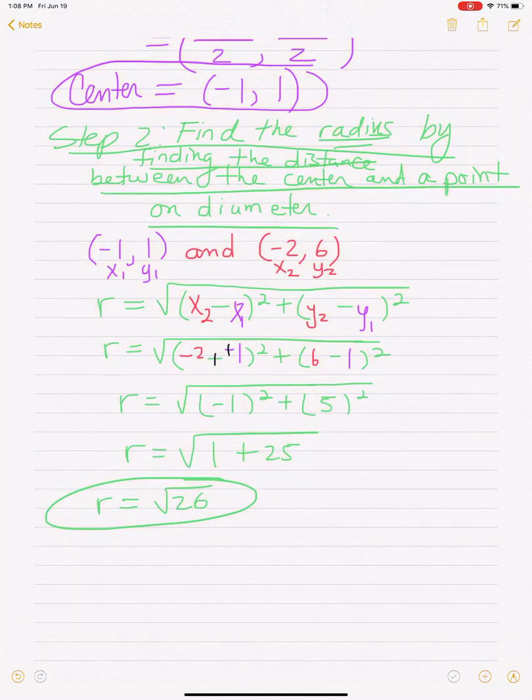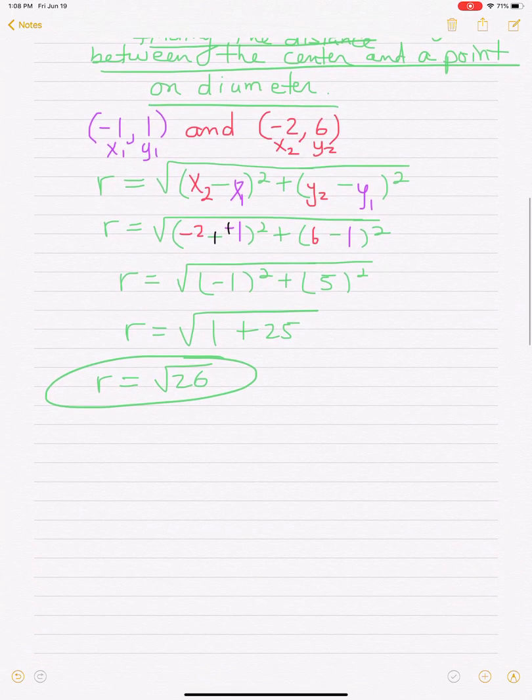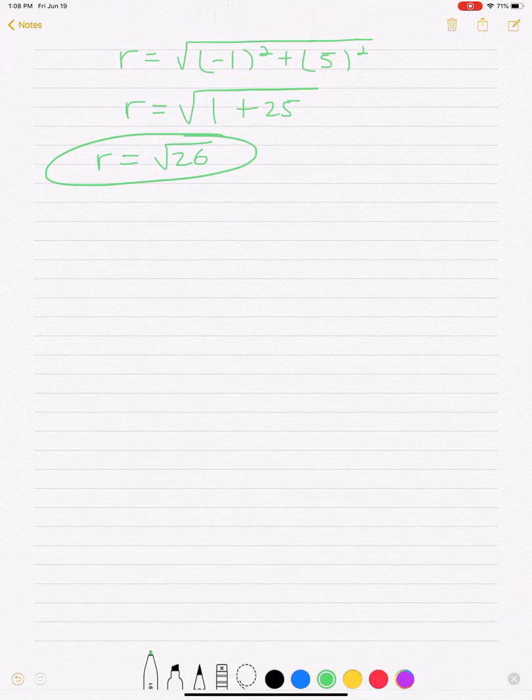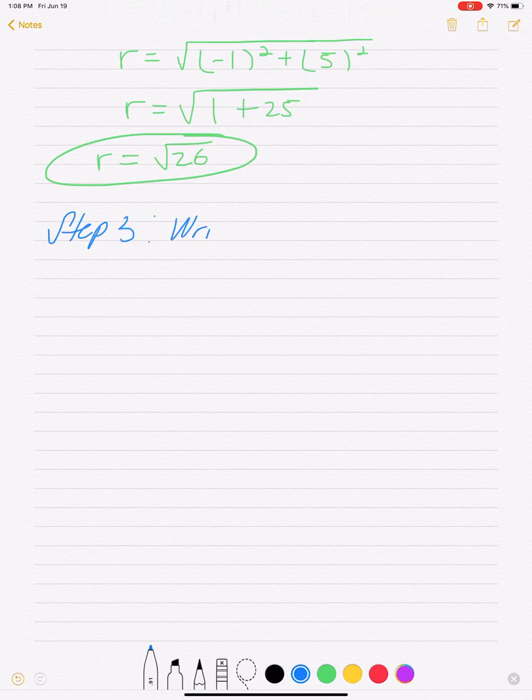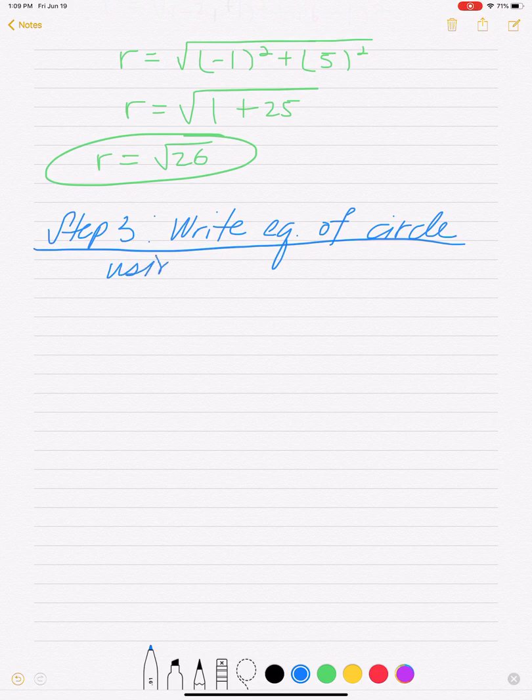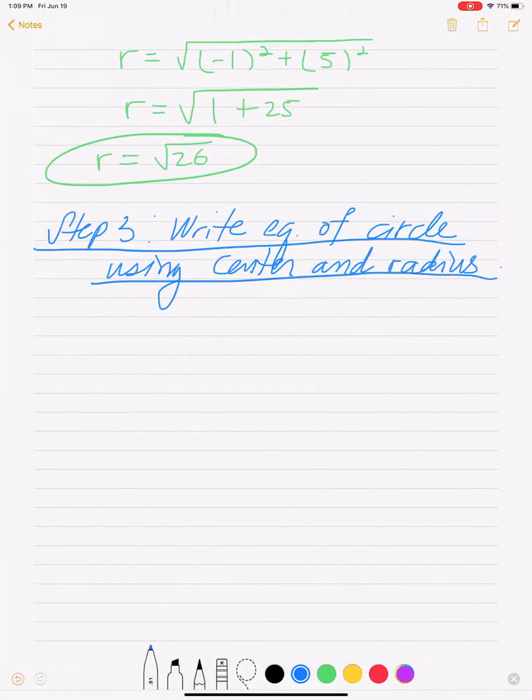So once you've got those two things, the center and the radius, then you can write the equation of the circle. So step 3: write the equation of the circle using the center and radius. The formula for a circle is x minus blank squared plus y minus blank squared equals blank squared. Here you put the h, here you put the k, and over here you put the r.